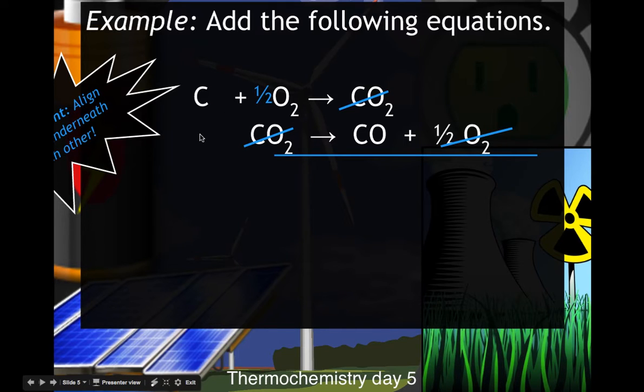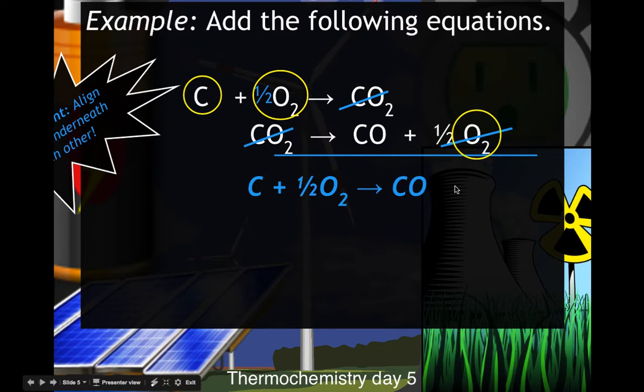When I put these things together, basically anything that's not crossed off is just going to be brought down. This will be carbon plus the oxygen and the carbon monoxide right here. Everything else has been crossed off, so I don't need to write that in my final equation. And that will be carbon plus half a mole of oxygen gas will produce carbon monoxide.